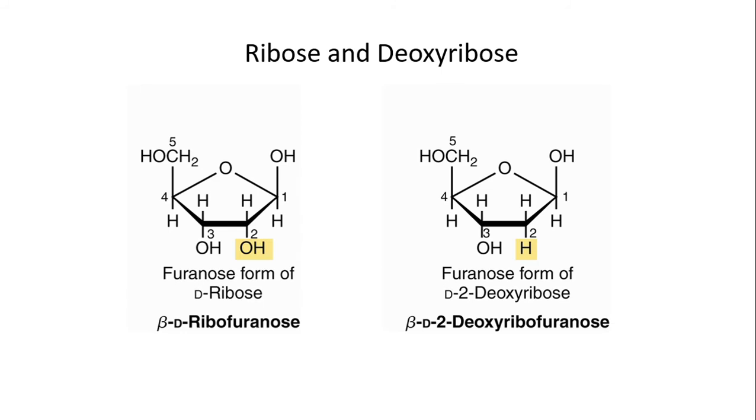So the sugars that are involved, ribose and deoxyribose, you already know or are familiar with both of these when we discuss the carbohydrates. On the left we have beta-D-ribofuranose, and on the right we have beta-D-2-deoxyribofuranose. So the only difference between these two is that the hydroxyl group in the 2 position has been replaced with a hydrogen. When we combine one of these sugars with a base, we're going to form a nucleoside.